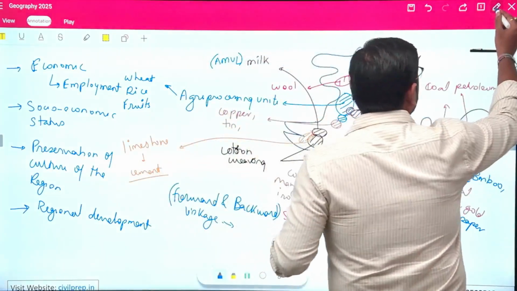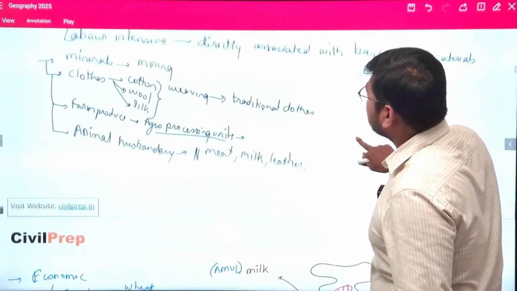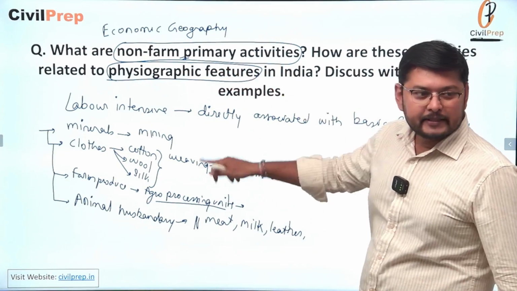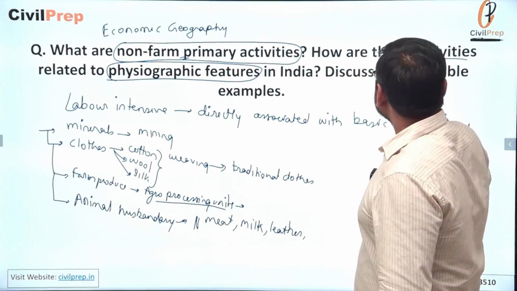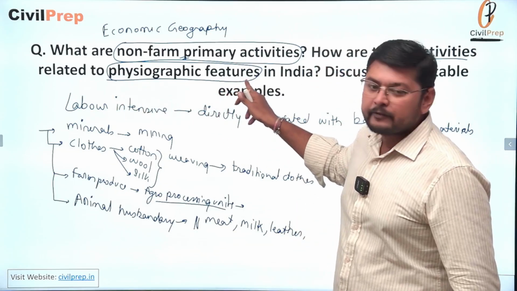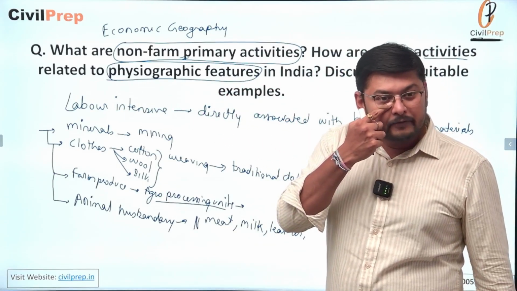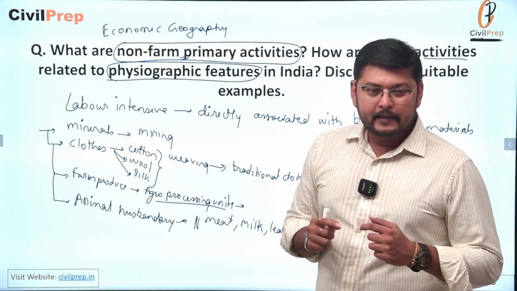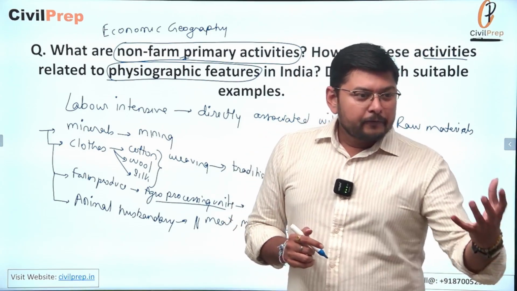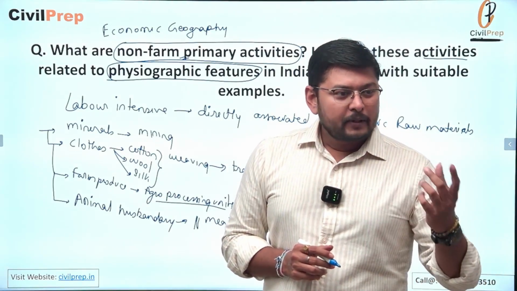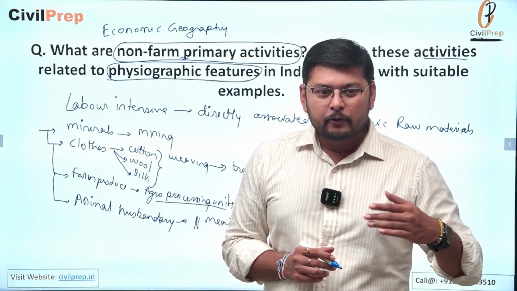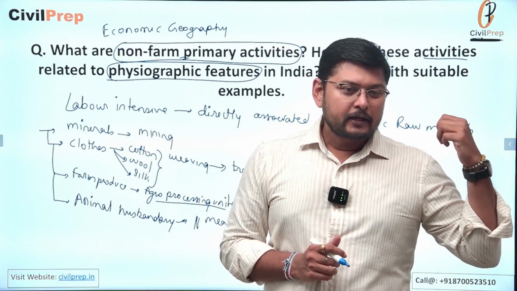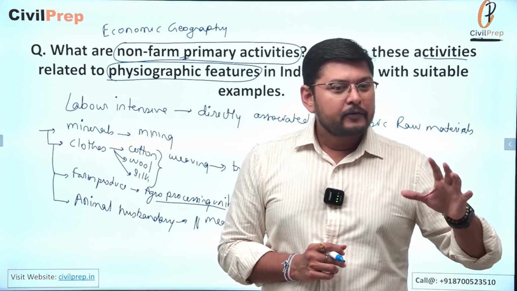Let's come back to the question again and what it is asking for here. So what are non-farming primary activities? We have discussed this. Then how are these activities related to the physiographic features? So we have given the various physiographic features where we find certain kinds of activities, and it is related to the geography of that particular region. For example, in the Himalayan region, we have mountainous regions, which is quite good for goats. We find grasslands in those regions. In the region of Gujarat, we see that it is more of a semi-arid desert.